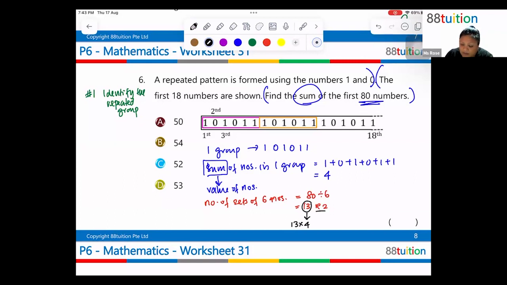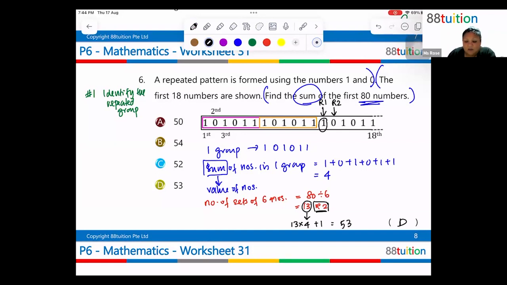Now, when we say remainder 2, what does remainder 2 mean? It means this is your remainder 1, and this is your remainder 2. So I need to plus 1. So what's my 52, 53? Okay, so the sum would be 53. Thank you.